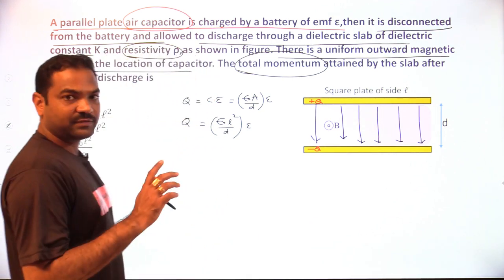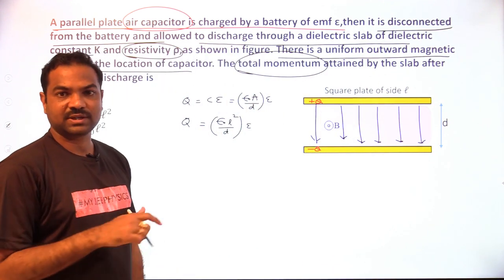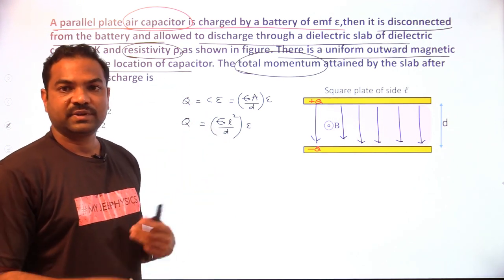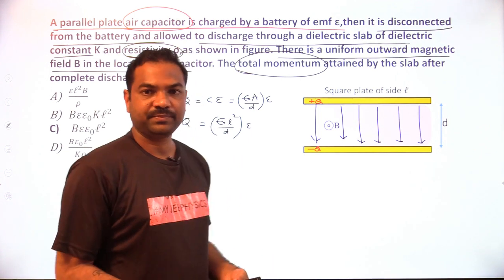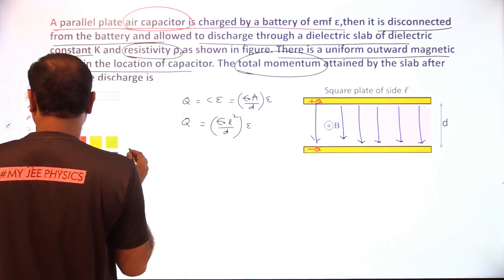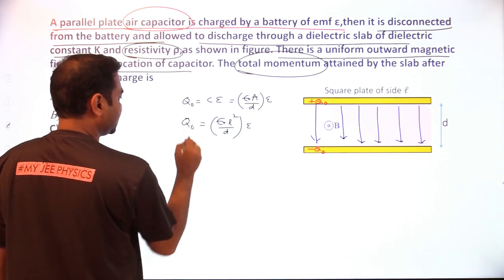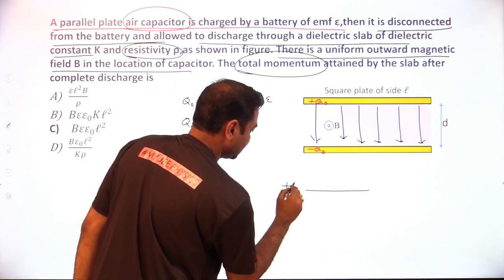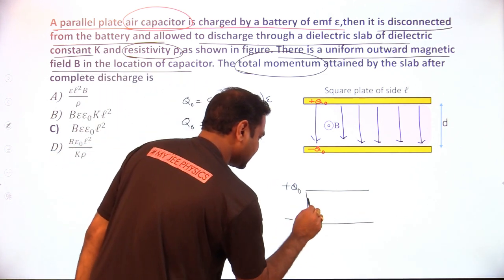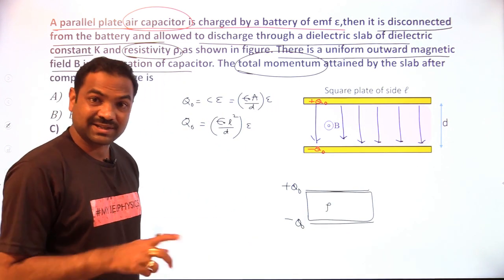First of all, as it is discharging through a dielectric slab of dielectric constant K, let us talk about the discharging nature of the capacitor, which we usually call a leaky capacitor. The initial charge I am taking as Q naught for convenience. One plate has the charge plus Q naught, the other plate has the charge minus Q naught. Am I right? Now there is a dielectric slab having a resistivity, so you can take the entire dielectric slab as a resistance.